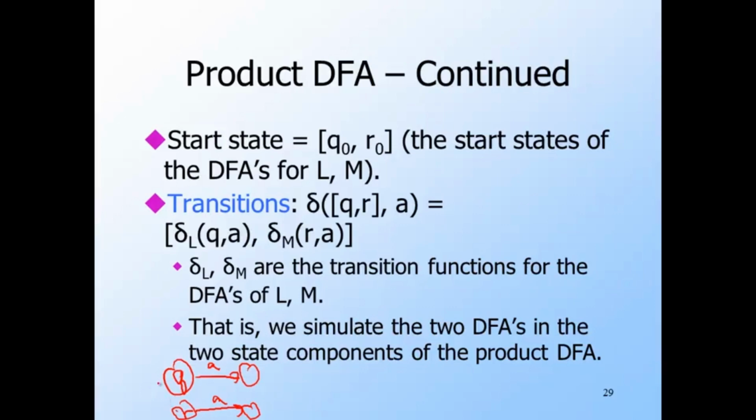Then in the product DFA, the transition from the state QR on input A is to the state pair whose first component is delta L of QA and whose second component is delta M of RA. That is, we simulate the two transitions in parallel.